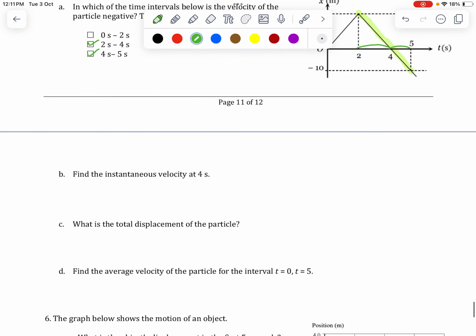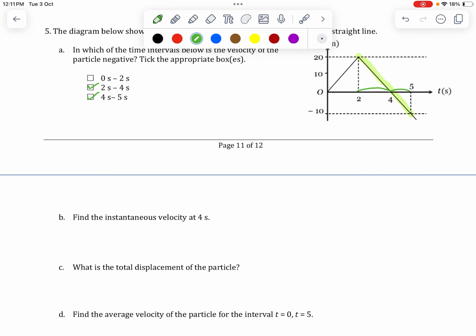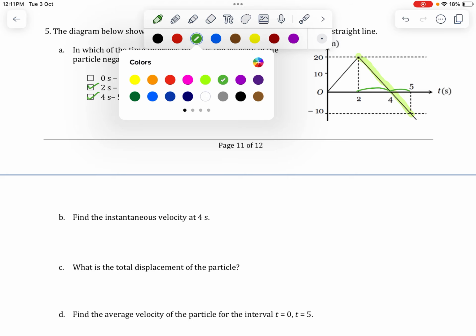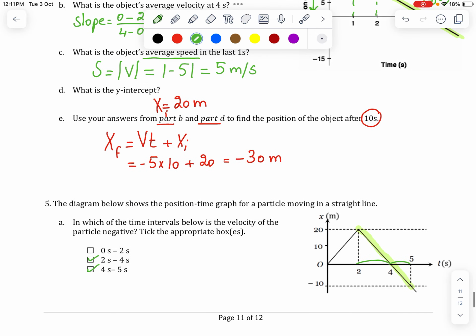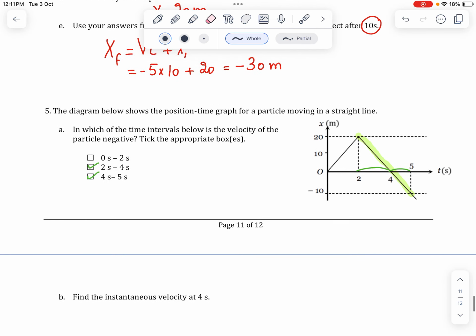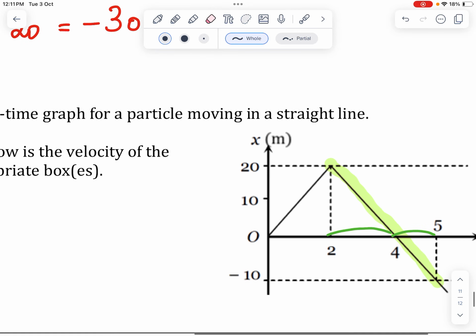Later, find the instantaneous velocity at 4 seconds. So here, I will find the slope.